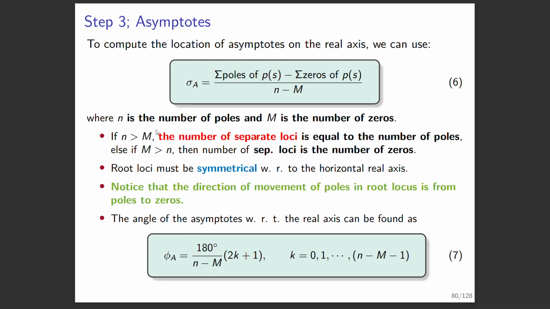If n is greater than m, so the number of poles is greater than the number of zeros, as we studied, the number of separate loci is equal to the number of poles. But if I have more zeros than poles, then the number of separate loci is the number of zeros. Notice that root locus is symmetrical. Until now, we haven't really discussed this because we were only focusing on the real axis. Now that we are going to leave the real axis, symmetry is something that you should always have in your sketches. And notice that the direction of the movement of poles in root locus is from poles to zeros. Okay, now let's see examples.